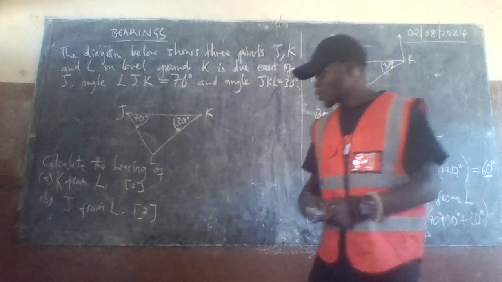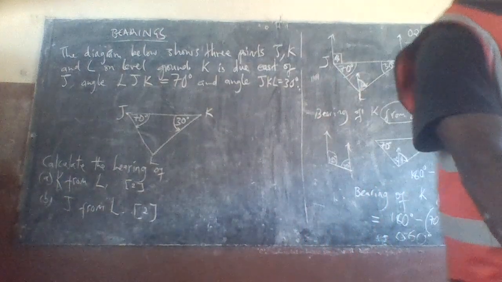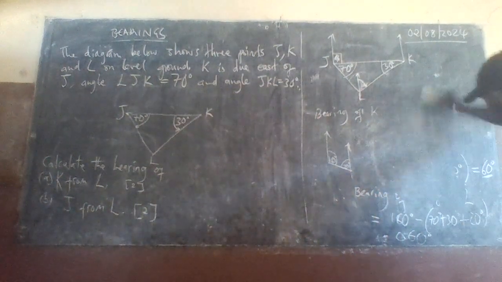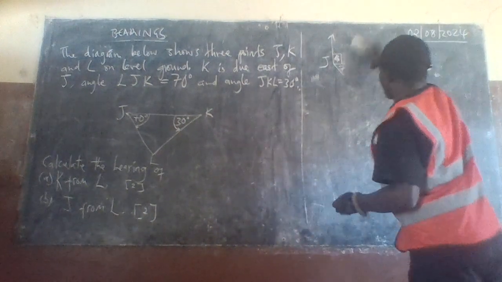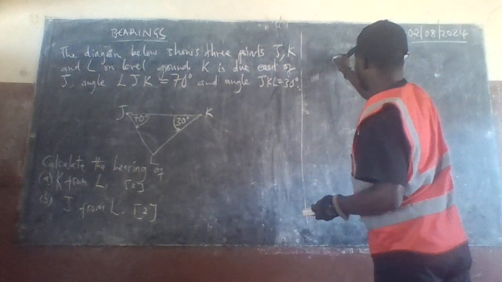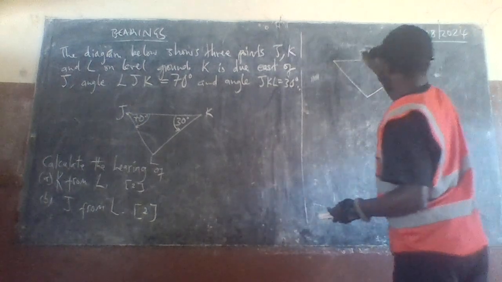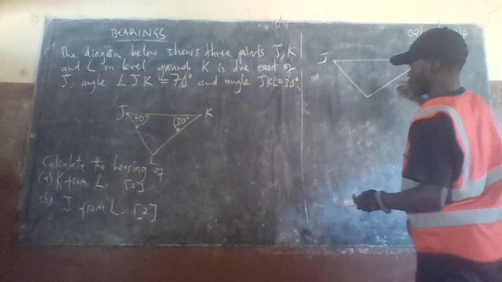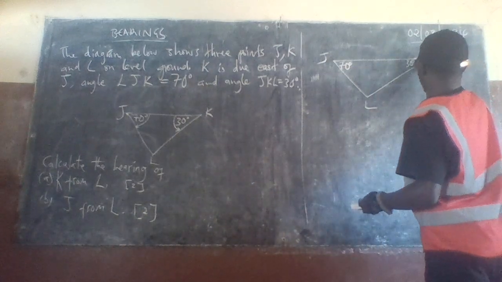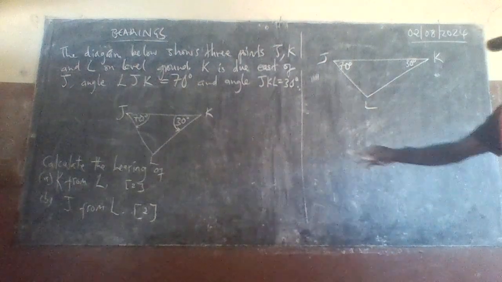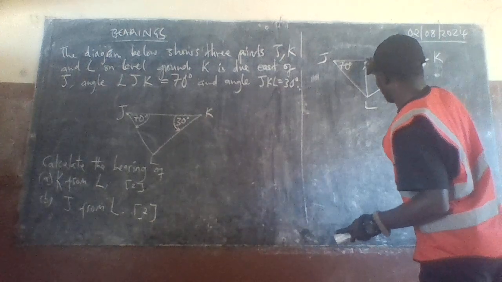So we now go to the second question, which is saying the bearing of J from L. The bearing of J from L. So just drawing the diagram again. So bearing of J from L. So J from L, which is this one.